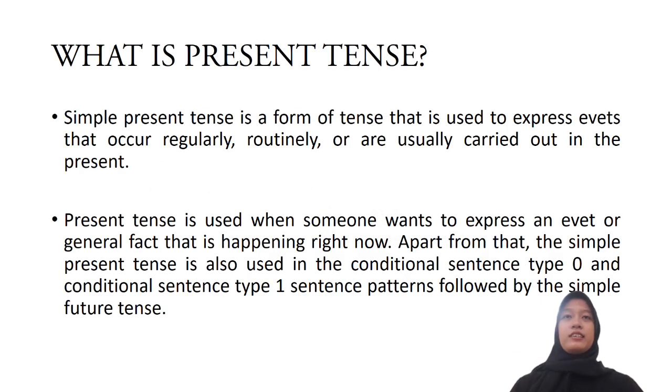Simple present tense is a form of tense that is used to express events that occur regularly, routinely, or are usually carried out in the present. Present tense is used when someone wants to express an event or general fact that is happening right now. Apart from that, the simple present tense is also used in the conditional sentence type 0 and type 1, with sentence patterns followed by the simple future tense.